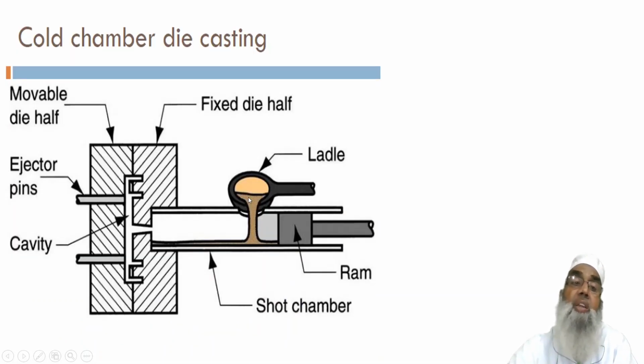Then there is the cold chamber, in which the metal is melted in the furnace, brought in a ladle, and poured into this shot chamber, and the ram pushes the molten metal to be injected into the cavity of the mold. It gives a better profile, more compaction, and more strength, and after solidification the parts are taken off.